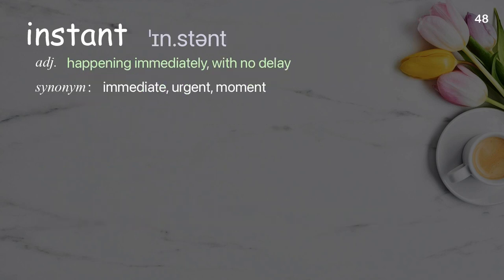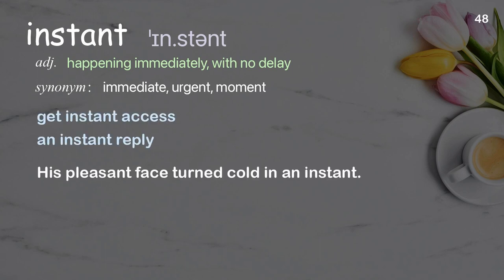Instant. Happening immediately, with no delay. Examples: get instant access, an instant reply. His pleasant face turned cold in an instant.